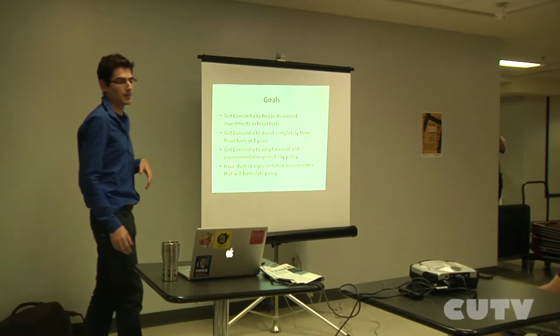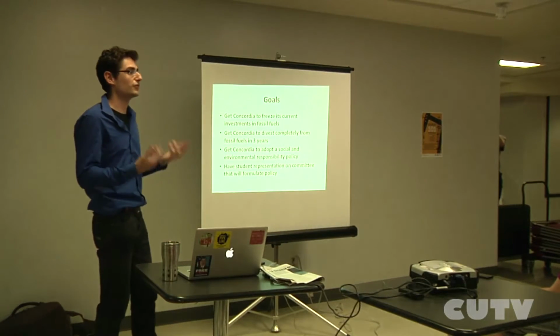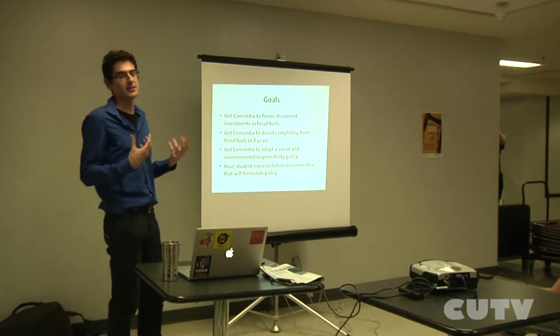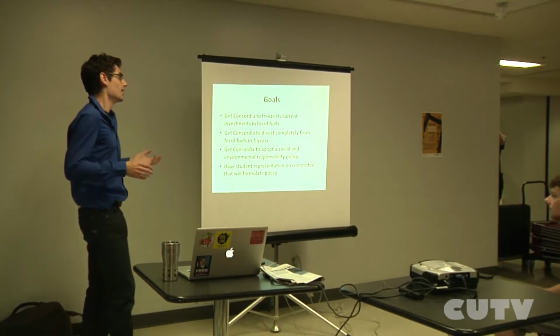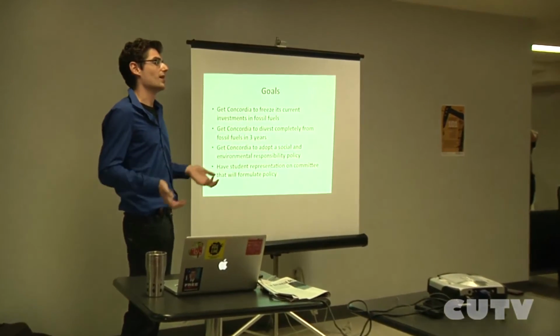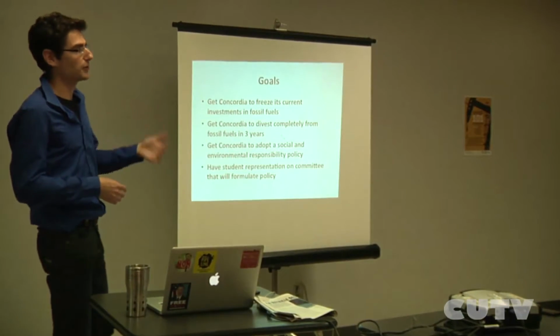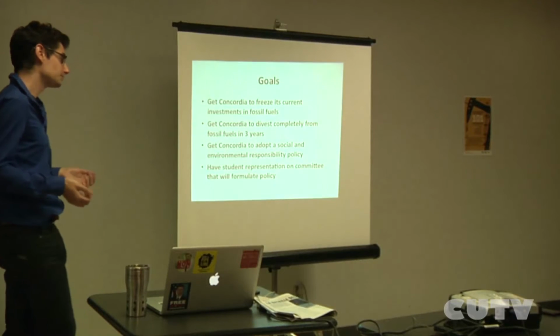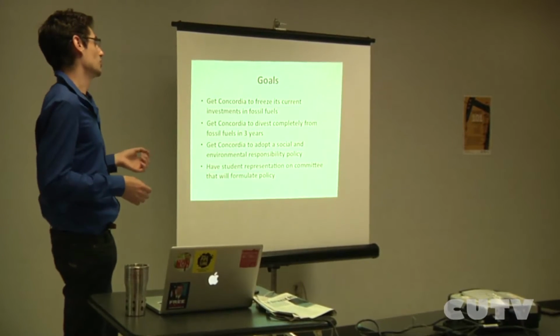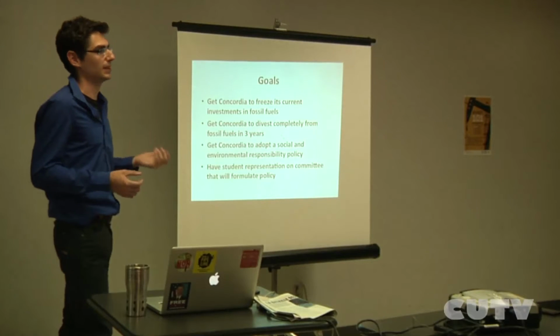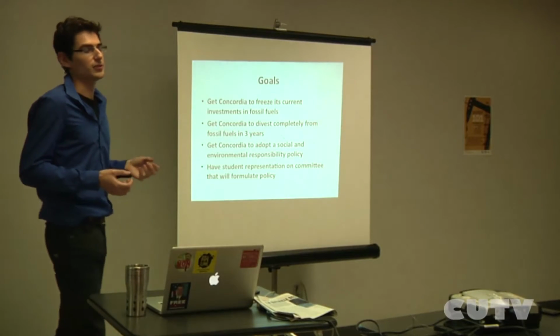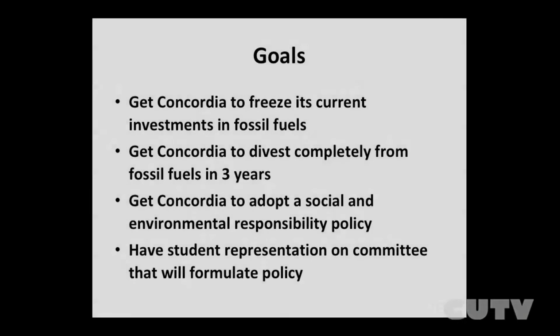So what are our goals? Divest Concordia wants Concordia to freeze its current investments in the fossil fuel industry. After that, we want them to disinvest completely from the fossil fuel industry over 3 years. We also want them to adopt a social and environmental responsibility policy for their investments. This would help ensure that there are ethical guidelines for all their investments and not just when it comes to fossil fuels. And then we also want to have student representation on the committee that will formulate this policy so that we can have our say.